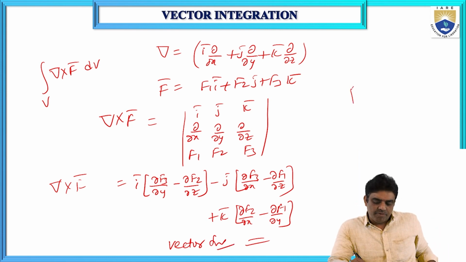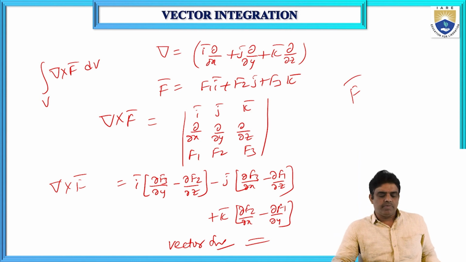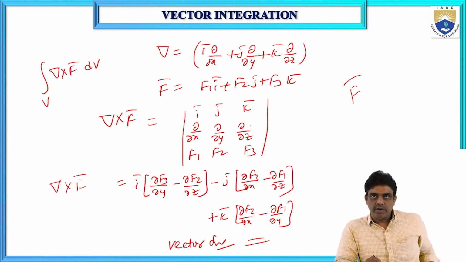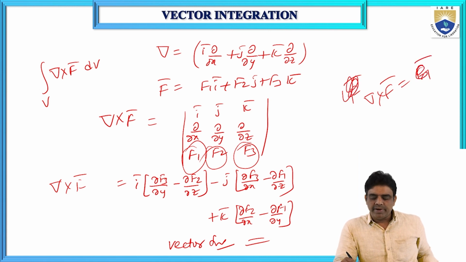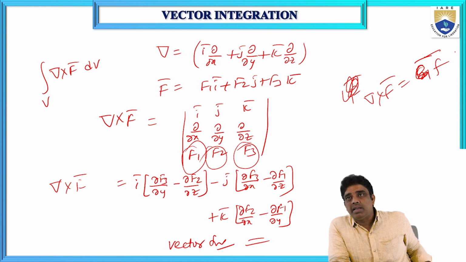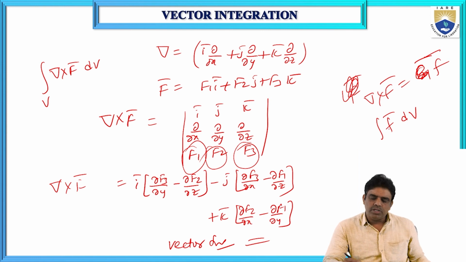So already given f bar, the vector, then find del cross f bar. Del cross f bar means the determinant of i bar, j bar, k bar, dou by dou x, dou by dou y, dou by dou z, and write the i bar coefficient, j bar coefficient, k bar coefficient, and simplify. You will get a vector point function as del cross f bar, write it as f1 bar. So you will get some other vector, small f bar. Now you have to find integral f bar dv over the same limits.